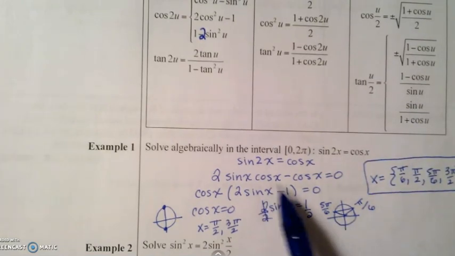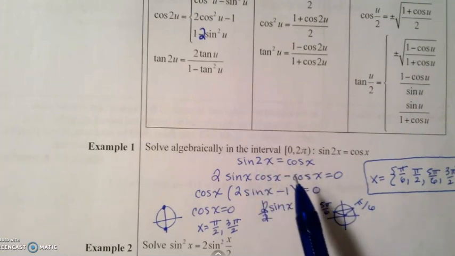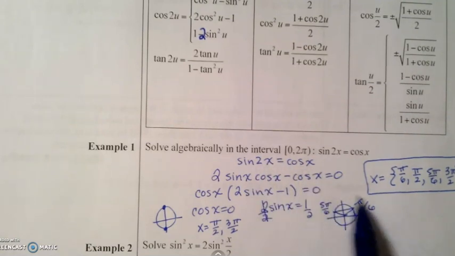If I had any reciprocal or quotient functions in here, so tangent, cotangent, secant, cosecant, then I have to double check and make sure that these don't give me any zeros in any denominators. Let's look at example 2.